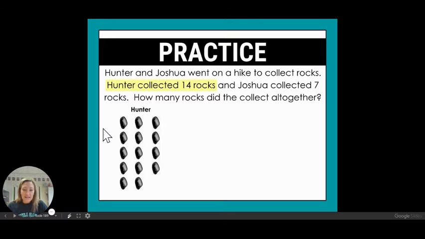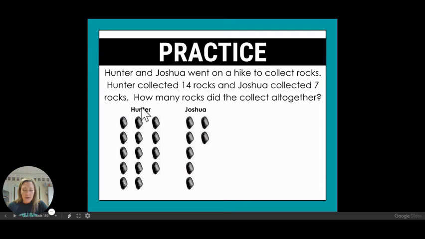Notice that when I drew my rocks, it kind of looks like a sideways tens frame, because that helps me stay really organized, especially when I'm drawing pictures. Now, if I were drawing this on my paper, I might just draw a circle for each of those rocks. Let's keep reading our problem. The next part says, and Joshua collected 7 rocks. Again, that's really important information because now I know how much Joshua collected. So now I'm going to write down Joshua's name, and then I'm going to put his 7 rocks in. 1, 2, 3, 4, 5, 6, 7.